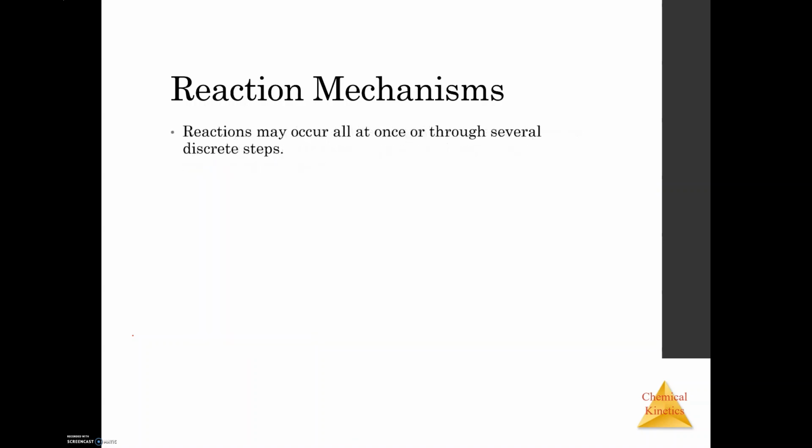So reactions may occur all at once or through several discrete steps. And just like a proof, there's multiple steps that prove how a process is done. In this case, we could have one reaction that describes it, or we could have multiple steps of reactions that go through to solve for the overall equation. Each of these processes is known as an elementary step, and you can call it an elementary reaction or elementary process. I refer to it as an elementary step.